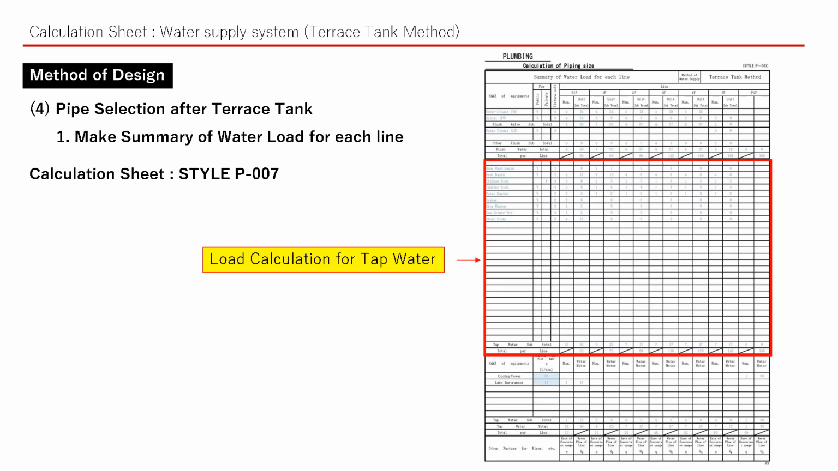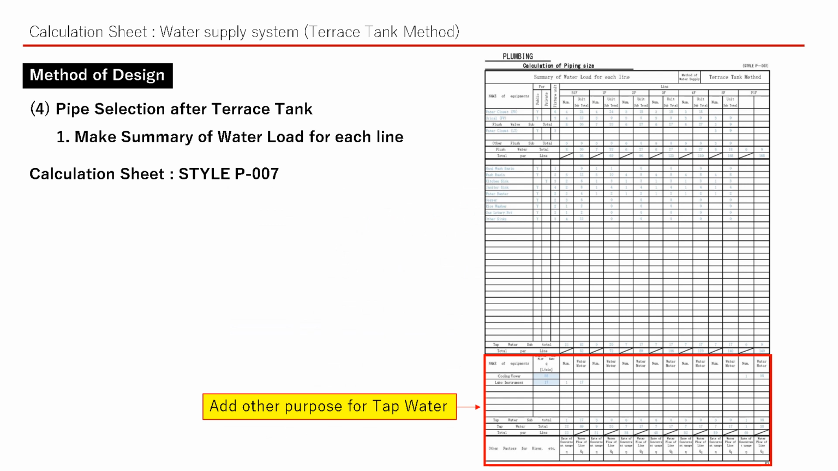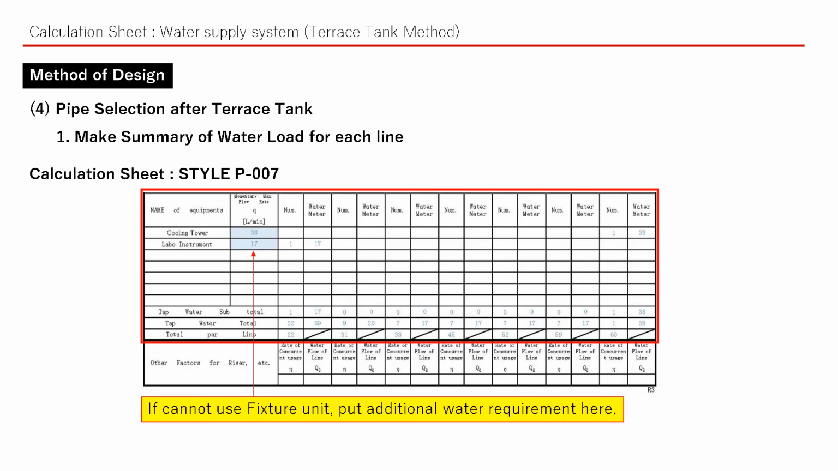Next, we calculate for tap water same as previous. We prepare summary same. Add other purpose for tap water here if required. If cannot use fixture unit, put additional water requirement here.